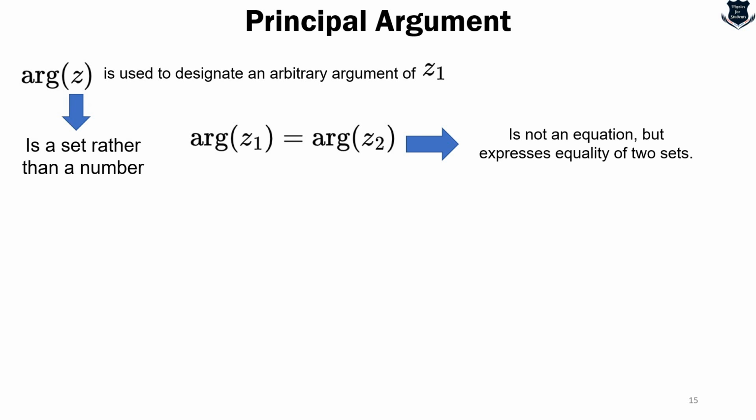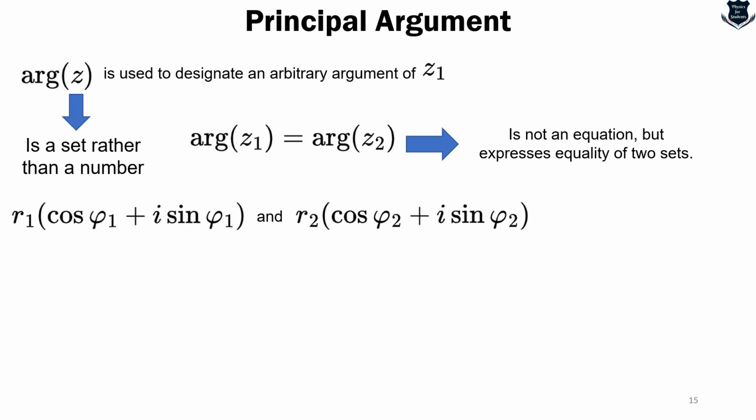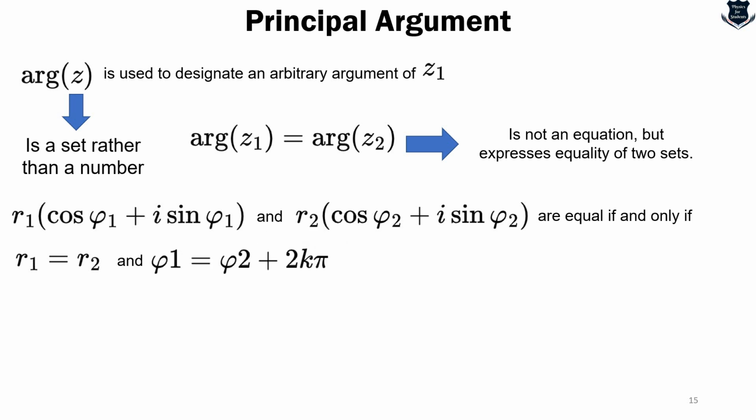So as a result, two non-zero complex numbers, suppose r1 (cos phi 1 + i sin phi 1) and r2 (cos phi 2 + i sin phi 2), are equal if and only if two conditions are satisfied. One is obviously r1 equals r2, and phi 1 equals phi 2 plus 2k pi, where k is obviously in the family of the integers.